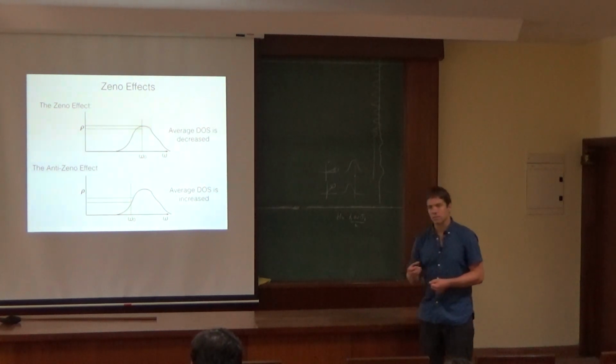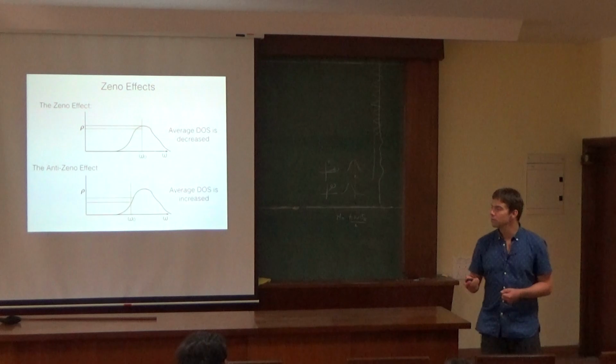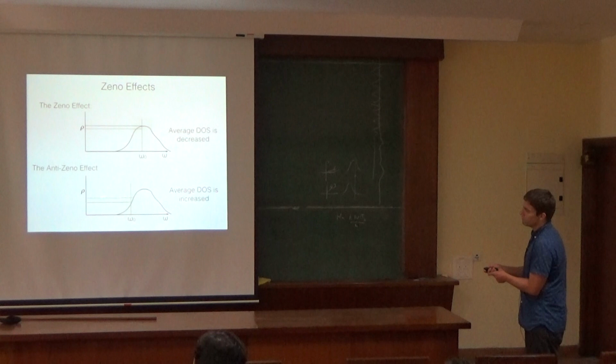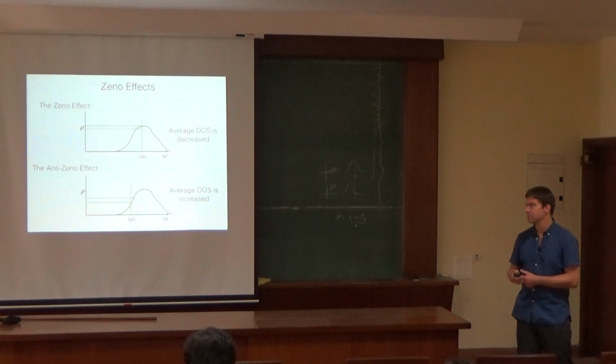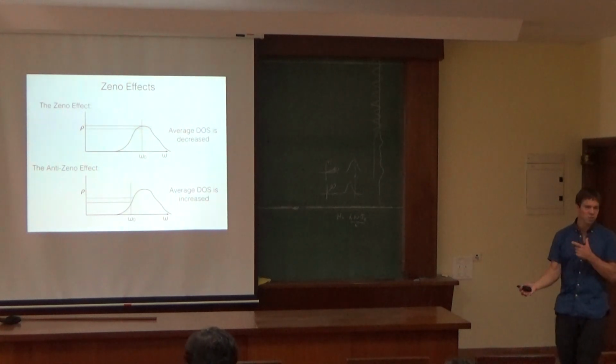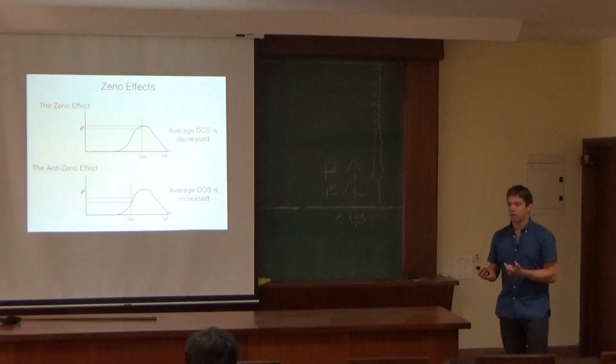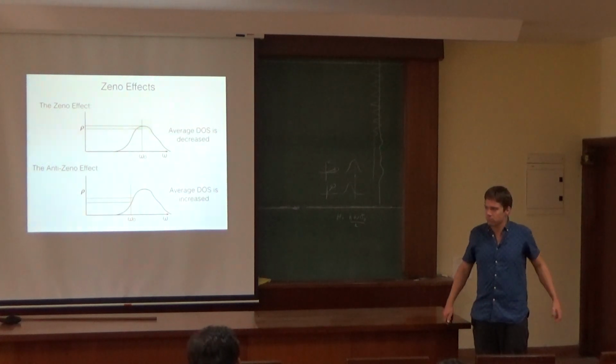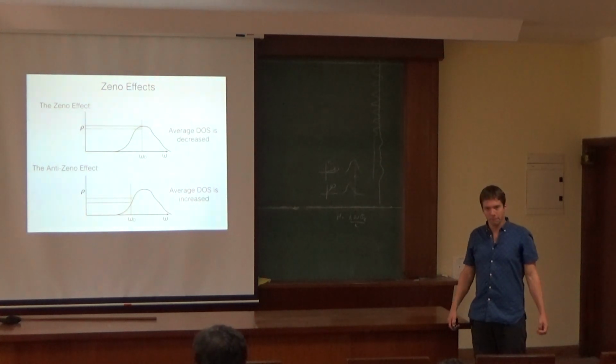But this picture also suggests that there's an opposite effect, that if you go over here, where the curvature is positive, and you measure, now the increasing density of states means that on average you'll have a higher density of states at that transition frequency, or the effective frequency, and this would cause the decay rate to be enhanced. That's what we call the anti-Zeno effect. So Zeno effect, anti-Zeno effect. This seemed like a fun idea, so we set up an experiment to try to see these two effects.